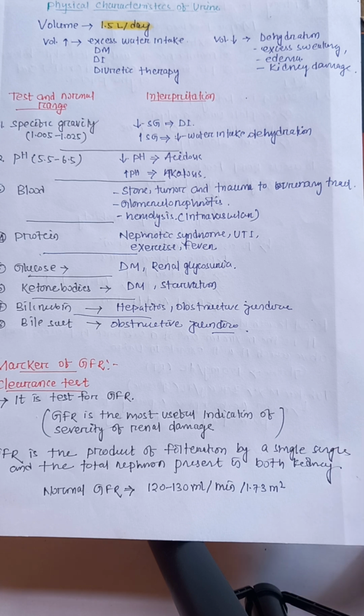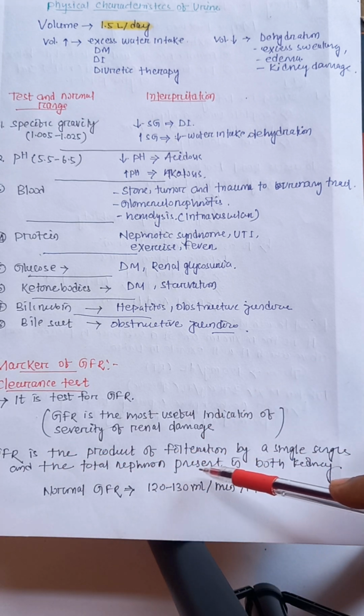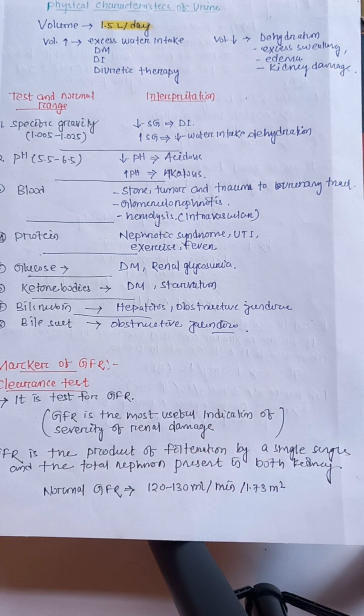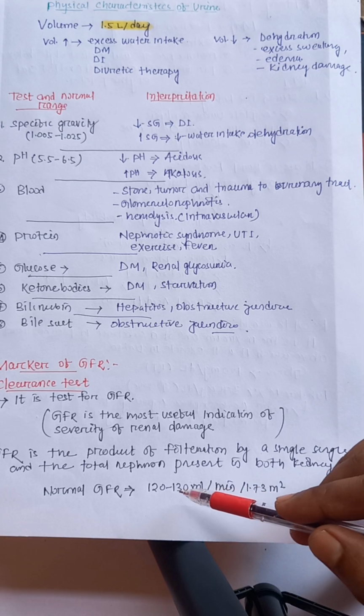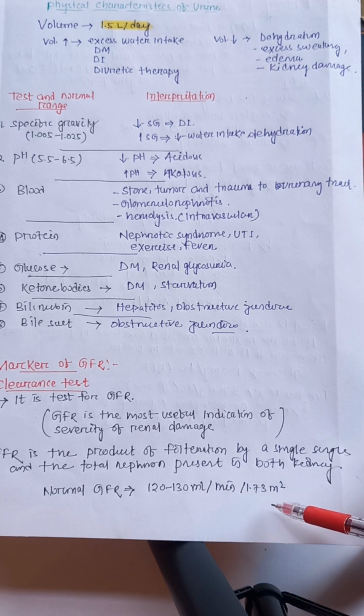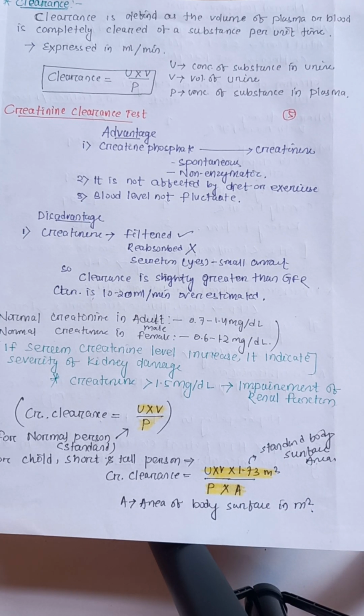Another point: GFR is the sum of filtration by single nephrons, across the total nephrons present in both kidneys. That means GFR is the total filtration carried out by both kidneys. It is 120 to 130 ml per minute per 1.73 meter square, which is the normal body surface area of an individual. Let's see what clearance is, and it is very important for the university examination.